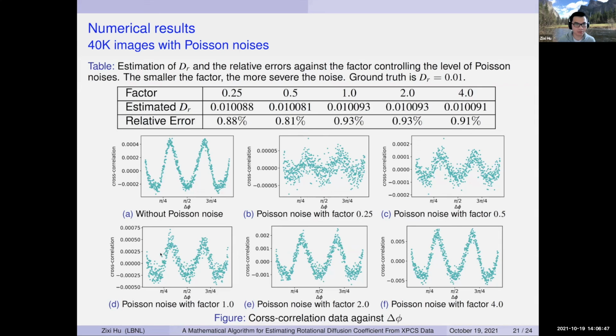Here I show some examples of the cross-correlation data calculated from the images. This is data without the Poisson noise. And this one is with factor 0.25, which is clearly more noisy than the others. And this one with factor 4.0 actually didn't suffer much from the additional Poisson noise. The estimated rotational diffusion coefficients are shown in this table. All of the relative errors are smaller than 1%, demonstrating the robustness of the MTECS algorithm against Poisson noise.